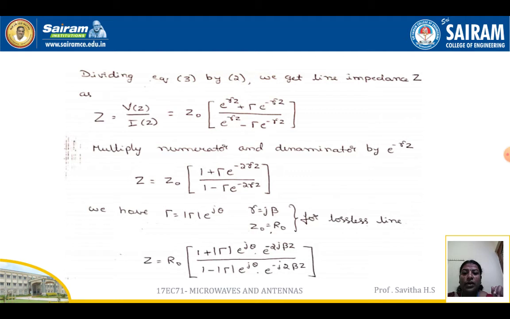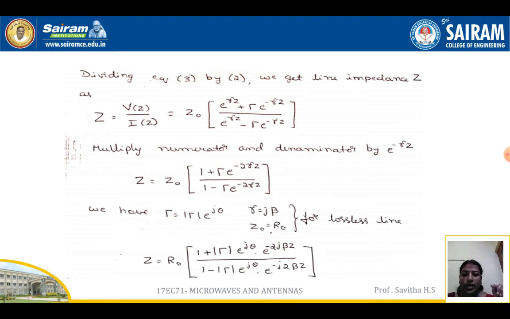Multiplying both numerator and denominator by e to the power of minus gamma z, therefore Z is equal to Z naught times 1 plus reflection coefficient e to the power of minus 2 gamma z, divided by 1 minus reflection coefficient e to the power of minus 2 gamma z. We have reflection coefficient equal to magnitude of reflection coefficient into e to the power of j theta, and for the lossless line gamma is equal to only j beta and Z naught is equal to R naught. So we will replace in the above equation.